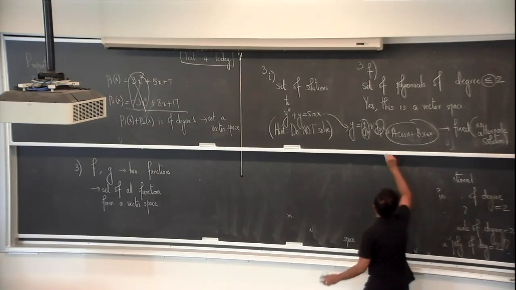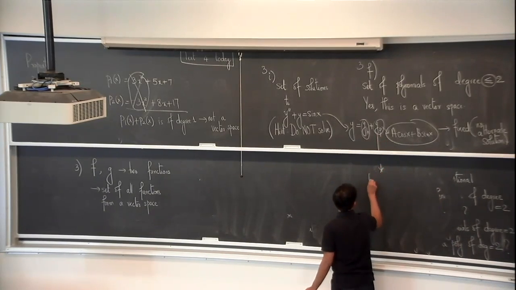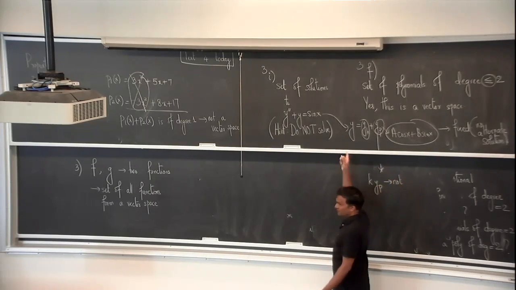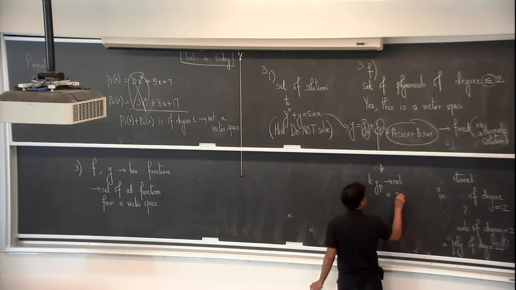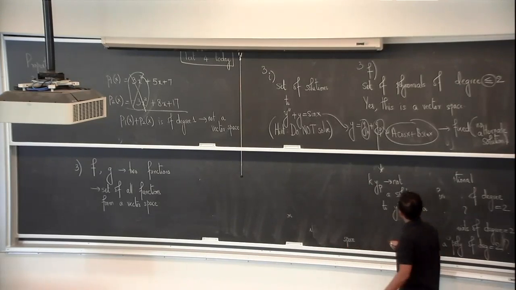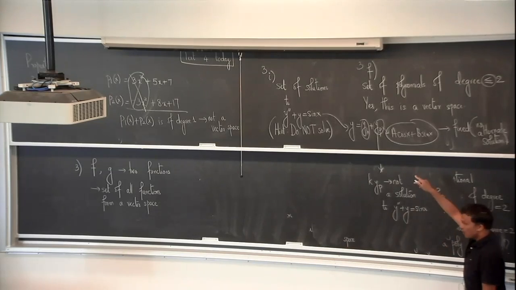So if we take yp and take a scalar multiple of yp, this is not a solution for the differential equation. In other words, the set of solutions to this is not a vector space.